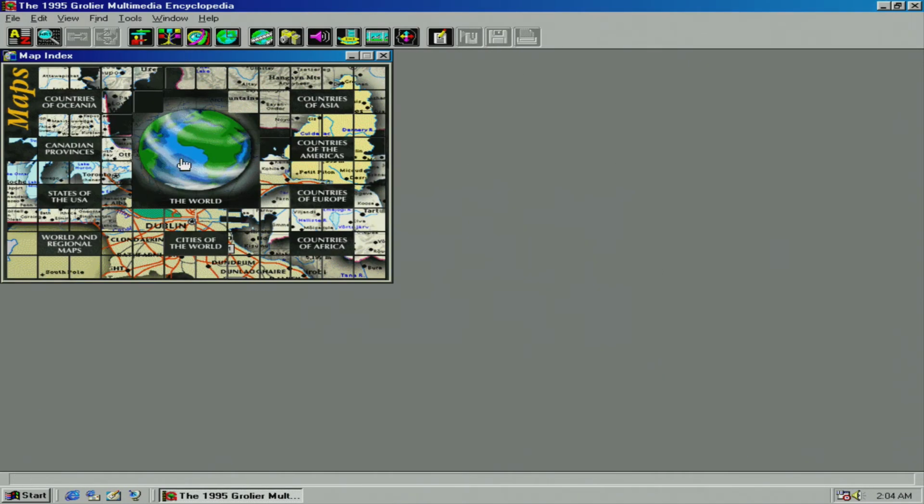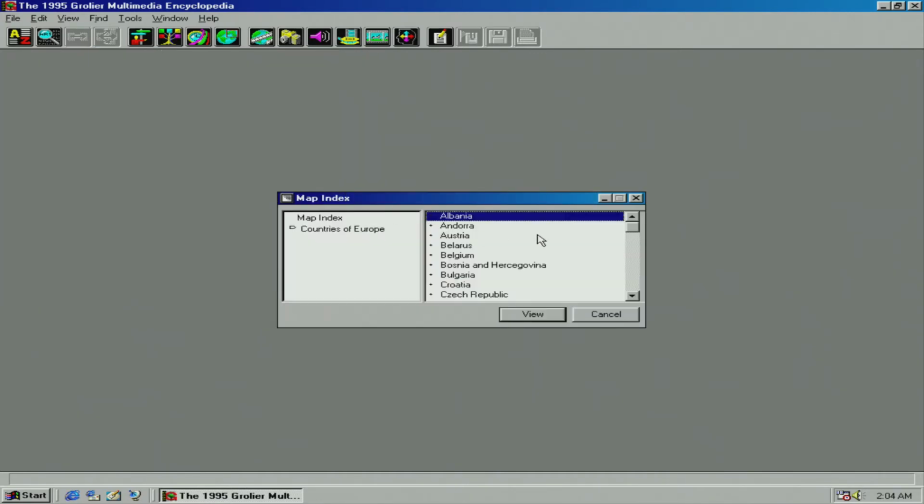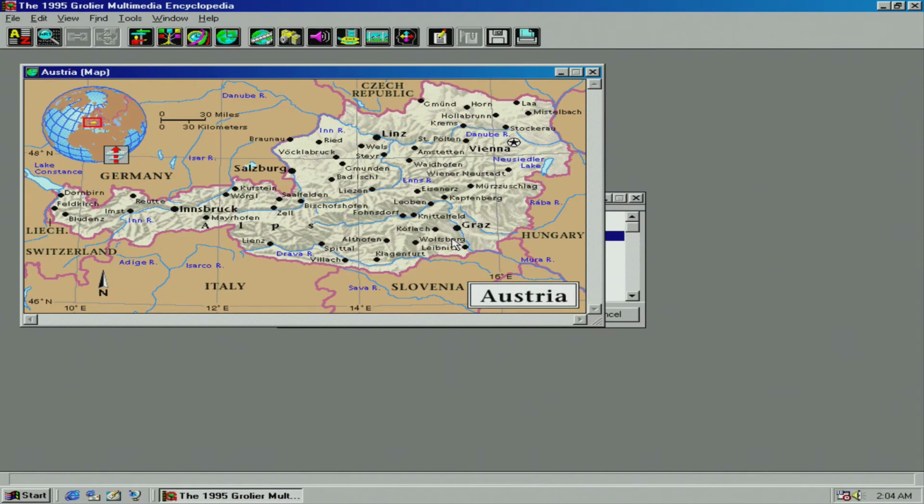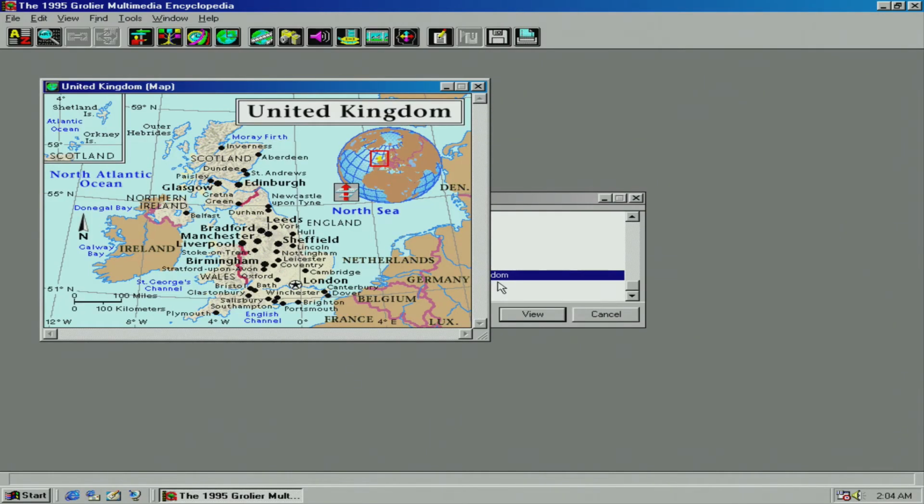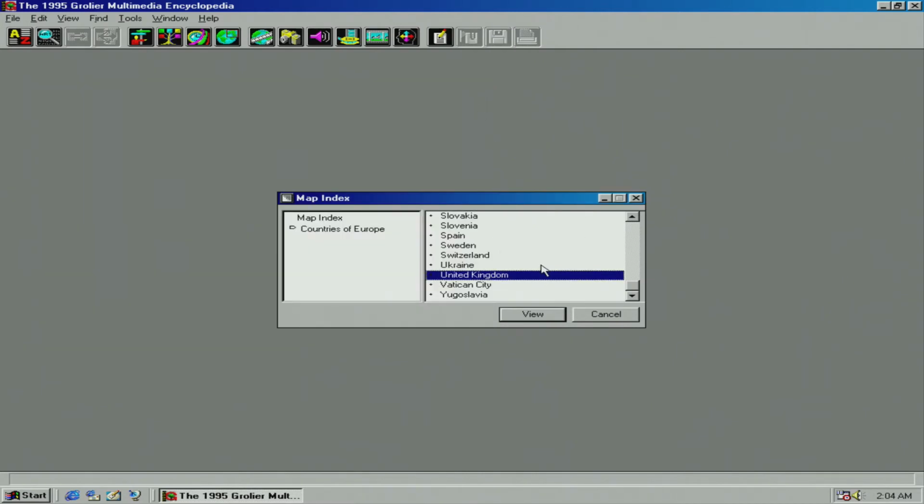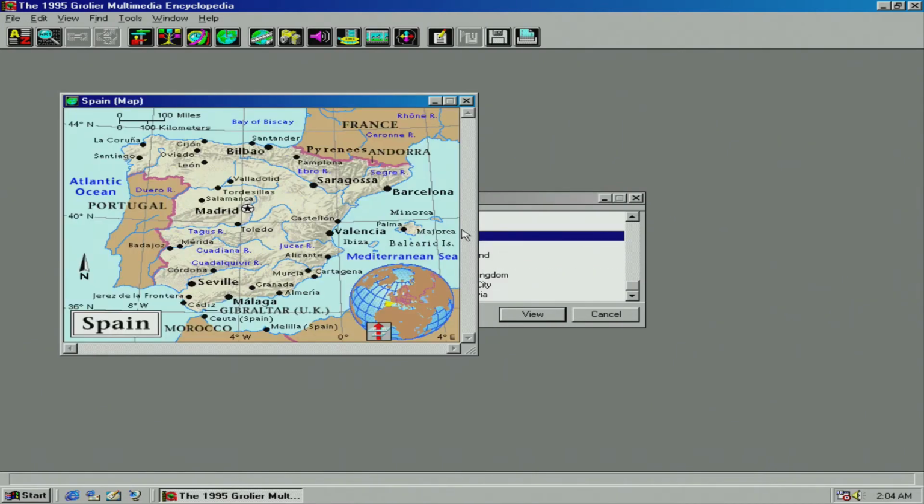Got maps. Guess we could look up countries. The country of Austria. Let's see. Let's look at United Kingdom. There it is. England. Spain.